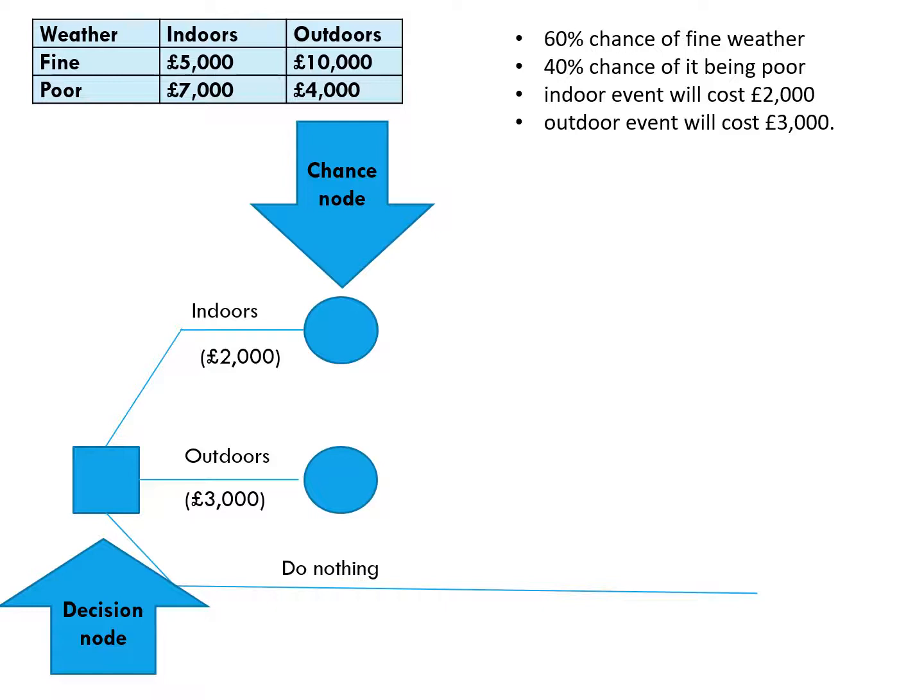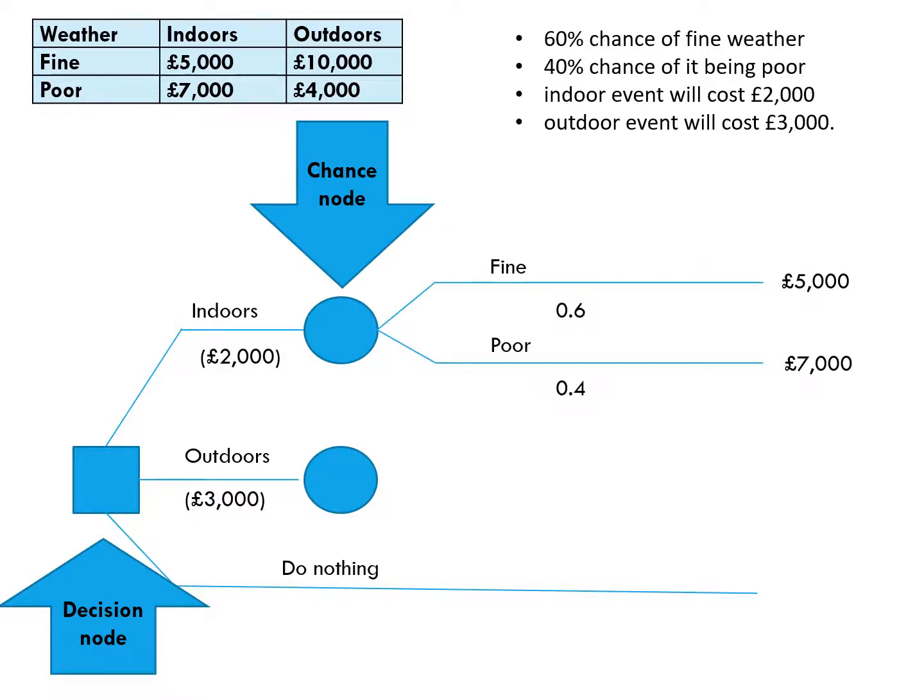And depending on the weather, I have a potential outcome. If it's fine, I'm going to make £5,000. If it's poor, £7,000. So I would draw this. Again, two lines to indicate the two possible outcomes, fine weather or poor weather. Underneath I write the probability, so 60% chance of fine, 40% chance of poor, and at the end I put the potential returns of those two outcomes, the payoffs.